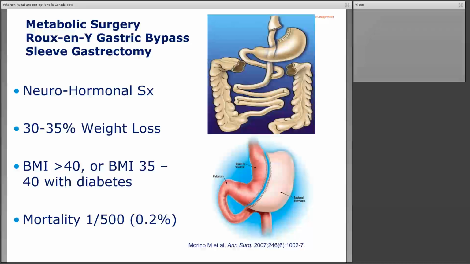So the two types of surgeries that are the gold standard in Canada are the Roux-en-Y gastric bypass and the sleeve gastrectomy, and we call them metabolic surgeries. The reason why we call them metabolic surgeries is because they cure metabolic conditions, and it's because these surgeries are neurohormonal surgeries. You should not think of them as restrictive surgeries, but more so as generating hormones that change the way our metabolic conditions are.